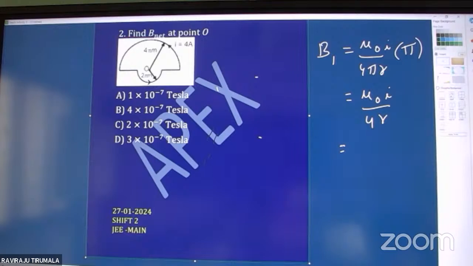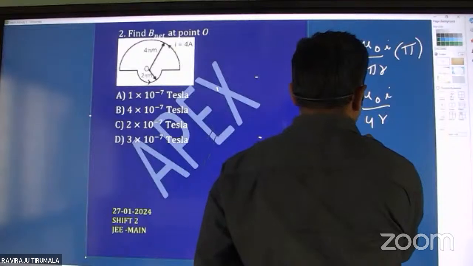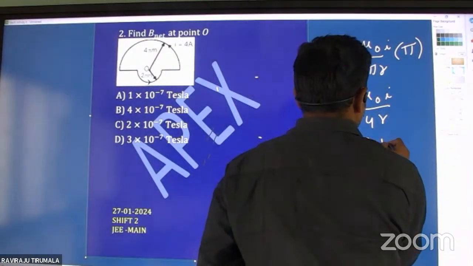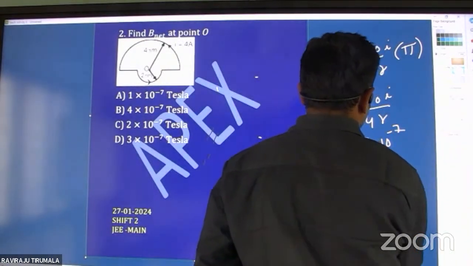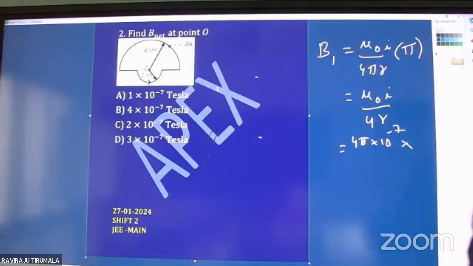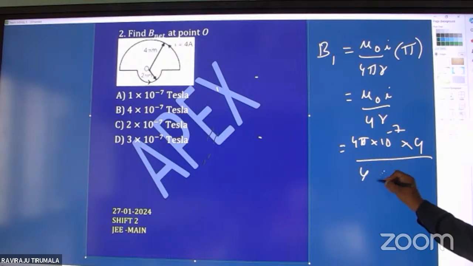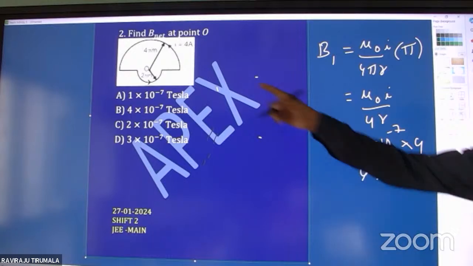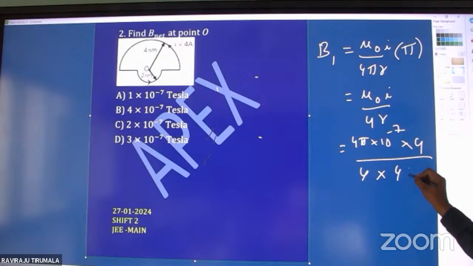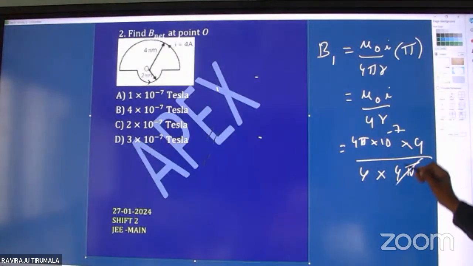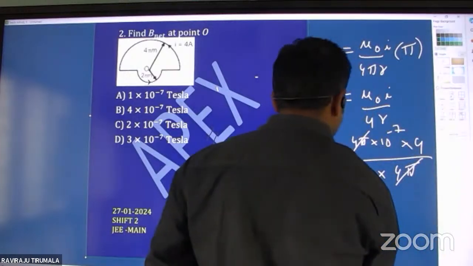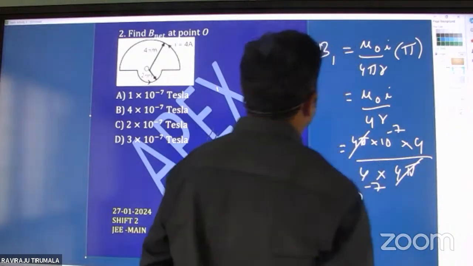Mu naught is 4 pi into 10 power minus 7, into current, which is 4 ampere, by 4 into the radius. What is the radius given? The radius is again given as 4 pi. So these two will be cancelled. This will be 1 into 10 power minus 7.